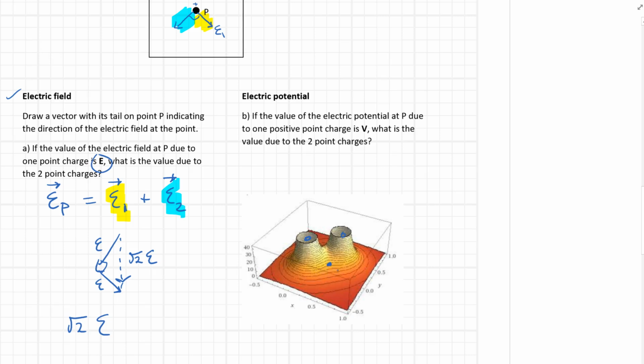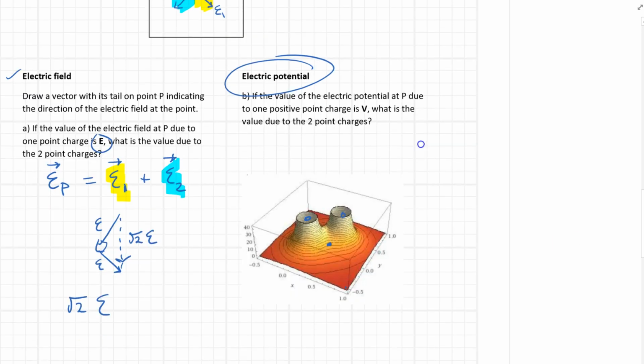That would be the direction of the field. That's the direction it would experience a force. But for electric potential, it's like, what's the height at that location? And it's not 0, because 0 would be more way over here at the red zone. So how do we figure out P?